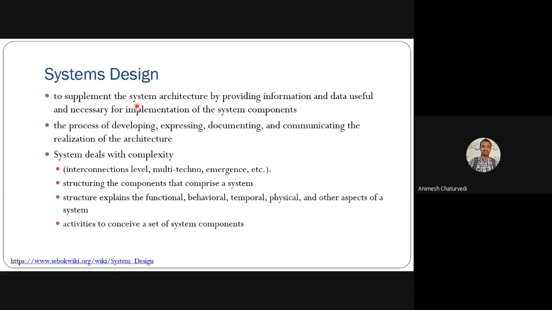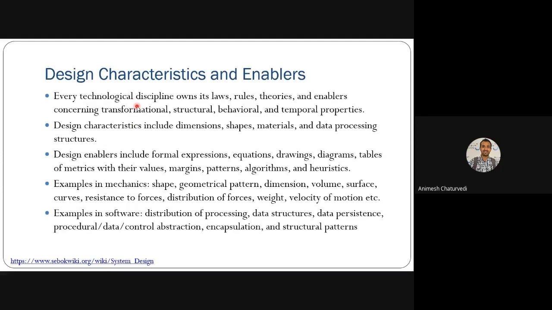Otherwise there are various things that could be written and modeled in the system properties. Thereafter there are activities for providing a set of components that has to be acceptable and convincing to the end user or stakeholders. So these activities are defined in the system design. And what are the characteristics and enablers of system design? There are two jargons here: characteristics and enablers.